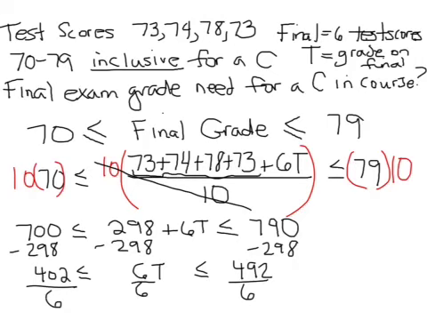Since I'm running out of space here, I'm going to move this way. 402 over 6 is 67, which is less than or equal to t, which is less than or equal to, and 492 over 6 is 82. So it's saying that if the person in this example scores anywhere between 67 and 82, inclusive, on their final exam, they will get a C in the class.